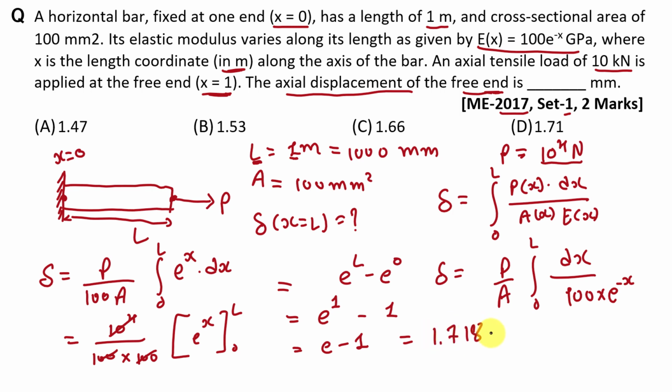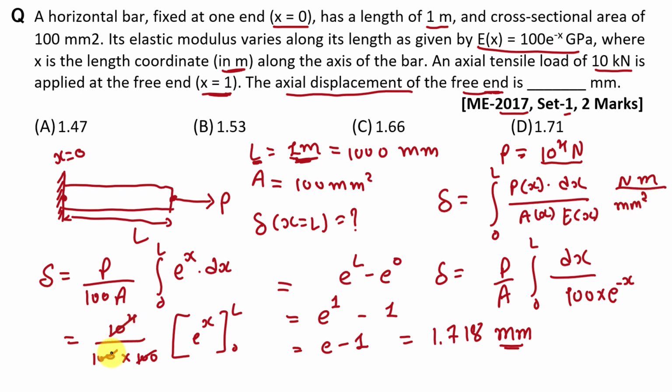And this answer will be in mm. Now understand why this unit is in mm. Here in this equation we have taken this load in Newton. This length we have taken in meter, right? Here we have put this length in meter. So it is Newton into meter divided by this area in mm square, right?